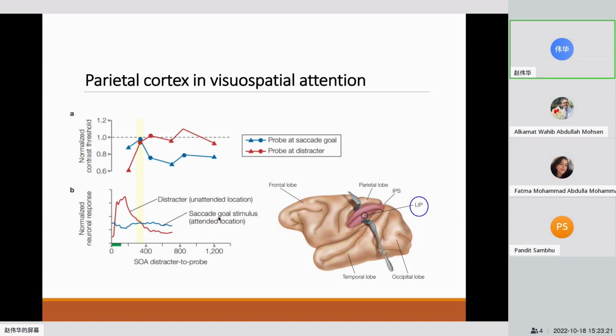So LIP neurons from the monkeys, when they performed a discrimination task, were also recorded. The results show that a smaller value on the y-axis indicates better performance, because this means the monkey could detect the probe orientation at a lower stimulus contrast.